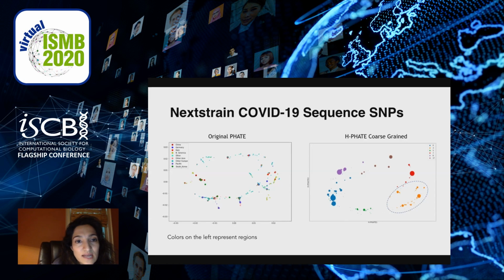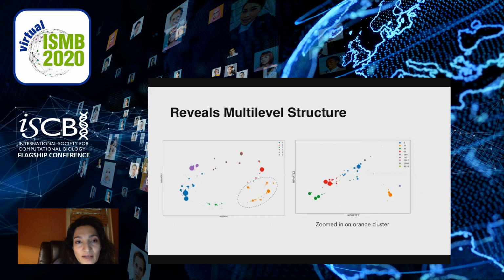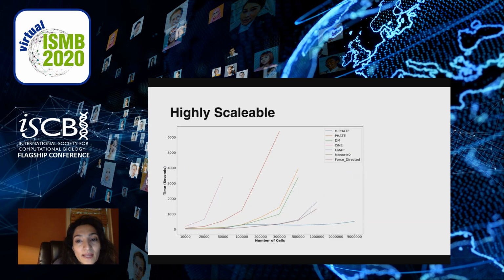We've also looked at Nextstrain COVID-19 sequences. On the left, you have original PHATE, and on the right, you have H-PHATE, which shows you the simplified structure. Whenever you zoom in, you can see additional structure and components. On the right is the zoomed-in version of the orange cluster here. And finally, this method is pretty highly scalable because of some tricks we use to compute the diffusion operator at every point.